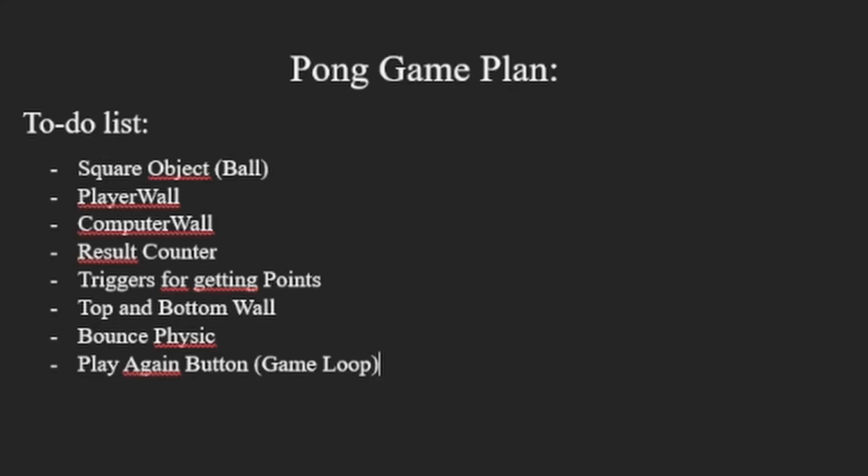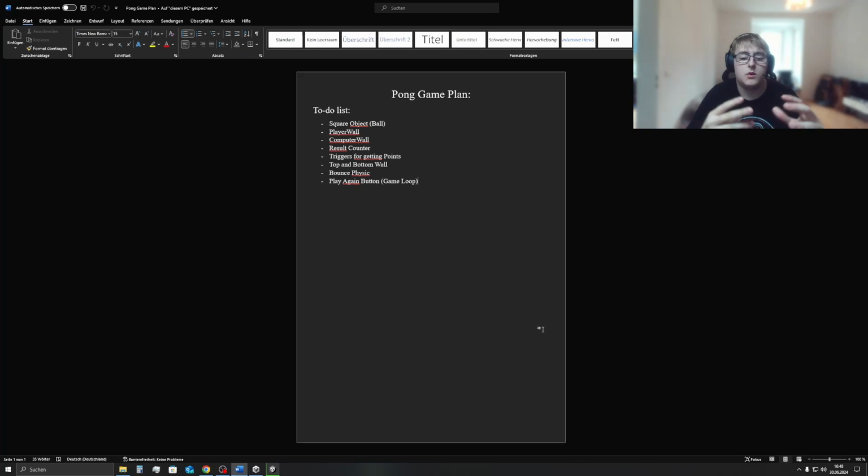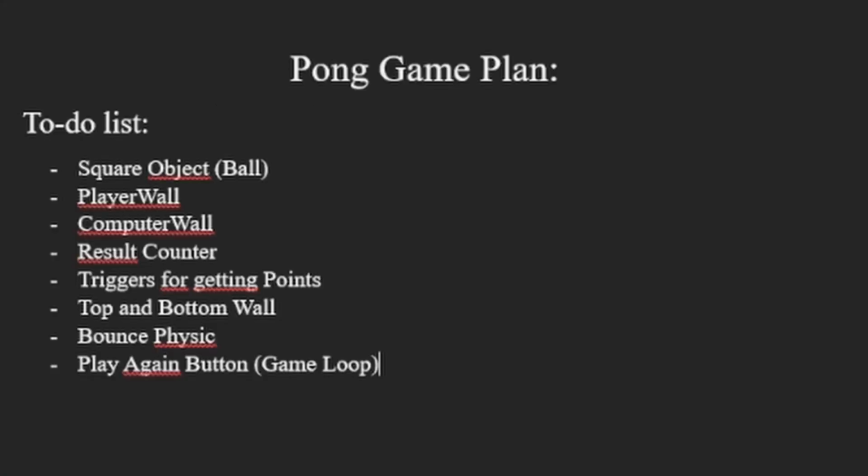So when we make Pong, obviously we need the ball. We also need the bounce physics of the ball. We also need the top and bottom wall, so the ball can actually bounce off it. And we obviously need the player wall. And in a normal Pong game, there were actually 2 players, but for me this was a little bit boring, so I just created a computer wall, so you can actually play this game by yourself. And what we also need is a result counter, so that we can count the points and the score.